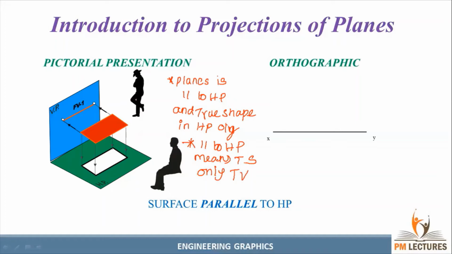If the plane is parallel to HP, I can get the true shape in the HP and can only visualize it in the top view. If the plane is parallel to VP, the next condition, imagine it is parallel to VP. Now I can get the true shape in the VP only, and the true shape will be visualized in the front view only, guys. This is a very important concept, please remember.